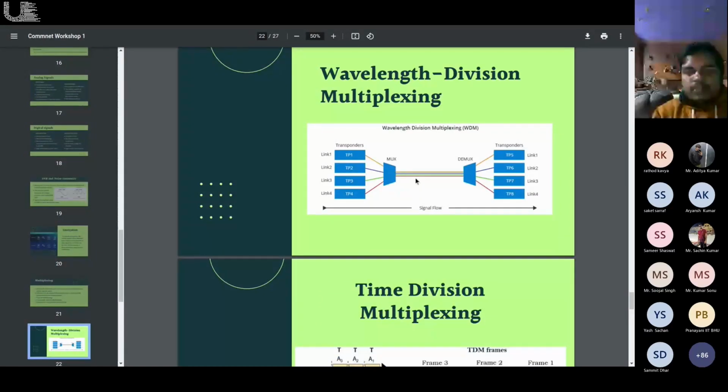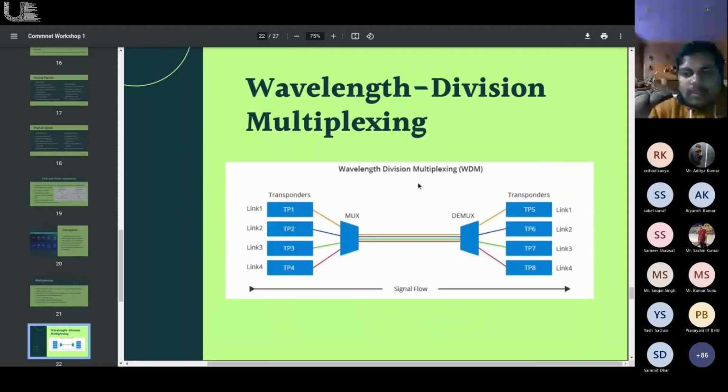This is visible. Let me just check, is it visible to everyone? Is this band visible to everyone? Suppose this is the frequency axis, okay? We have divided the frequency. TP1 is getting a different frequency, TP2 is getting another frequency, TP3 is getting another frequency, and TP4 is getting another frequency. Is it visible to everyone?